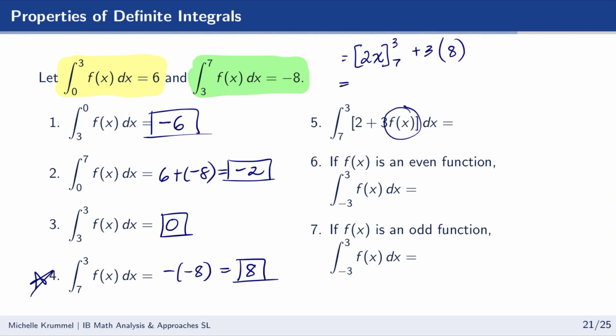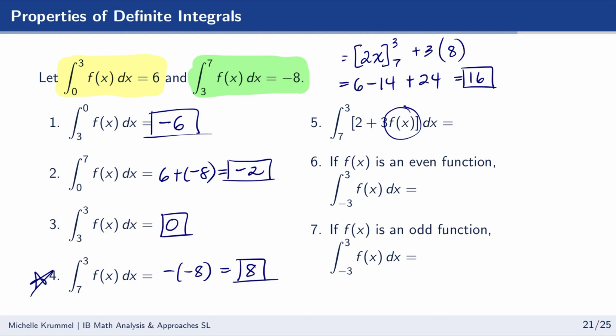Okay, so we've got 2x, and the 2 is a constant multiple, so you could factor that out here if you want to. I'm going to go ahead and leave it in. So we sub in the upper bound, we get 6, minus sub in the lower bound, we get 14, and then plus the 3 times 8, so we get 16.